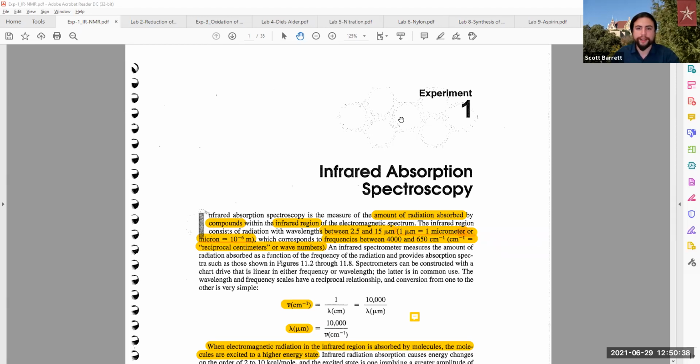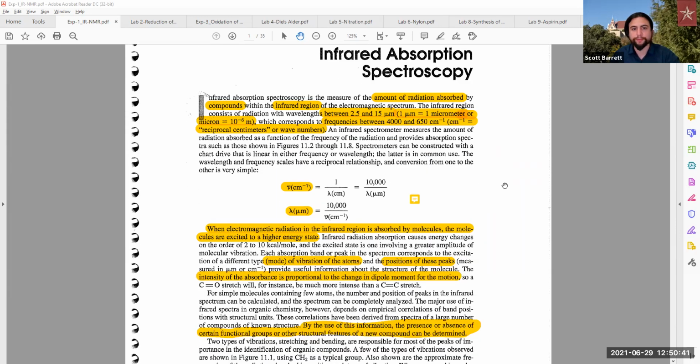Hi everyone, this is going to be an overview of Organic Chemistry 2, and we are going to review the labs. So I'm going to go ahead and share the screen here of our first experiment, which is going to be infrared (IR) spectroscopy and NMR.